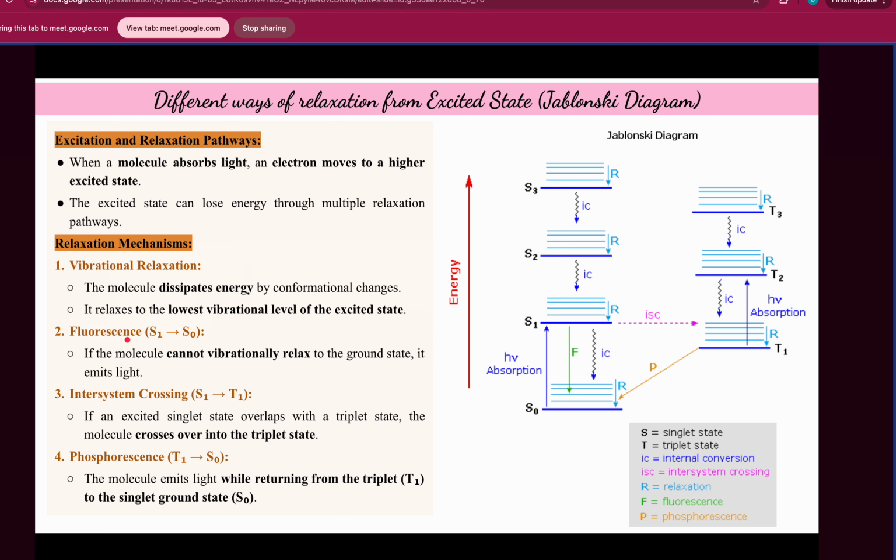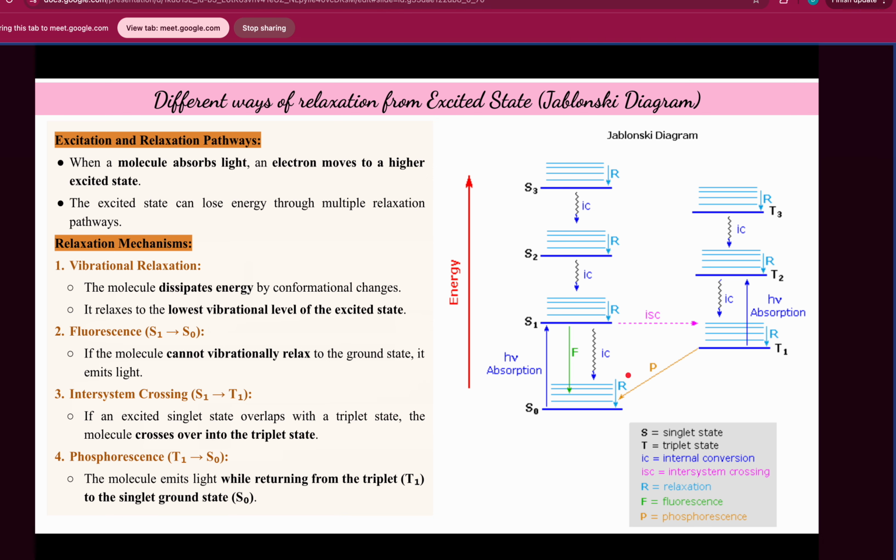Then comes fluorescence. Fluorescence means when it is moving from the S1 energy level to the S0 energy level, and it releases some energy in the form of fluorescence. So if the molecule cannot vibrationally relax to the ground state, it emits light. So in this case, light is emitted. This green arrow represents the fluorescence, where the movement is happening from a higher energy level to a lower energy level. This is known as fluorescence.